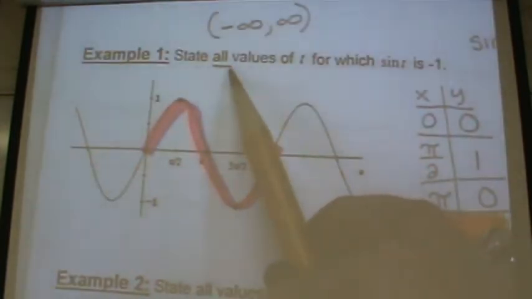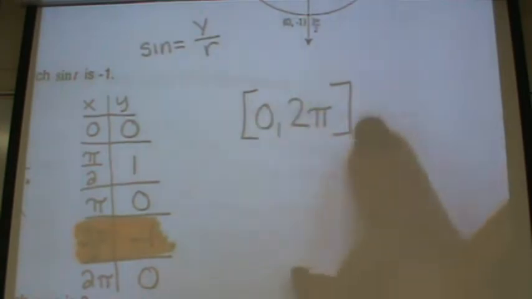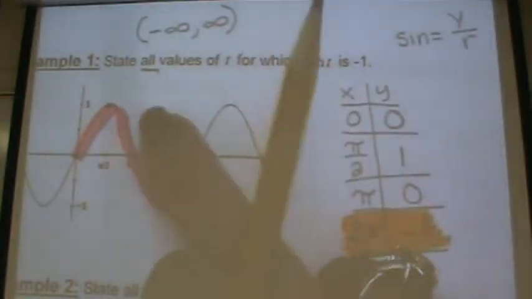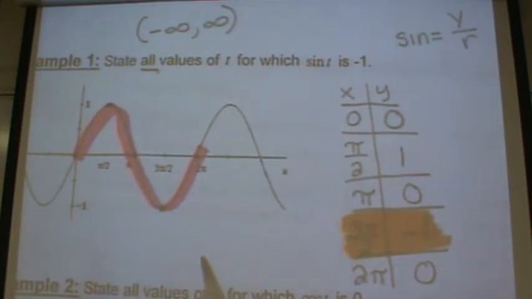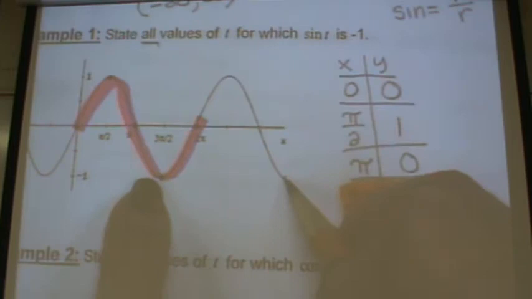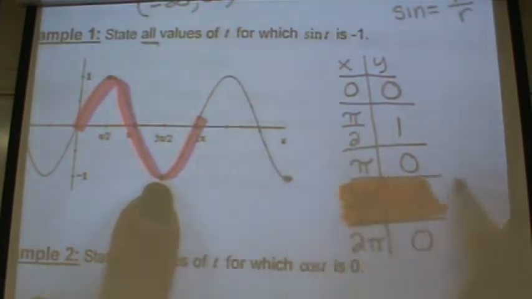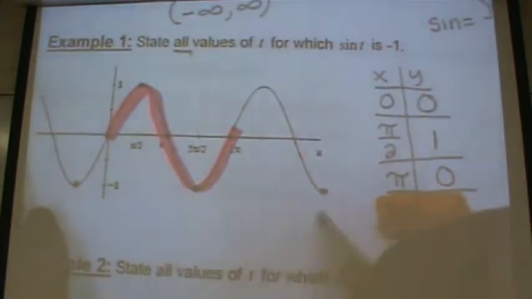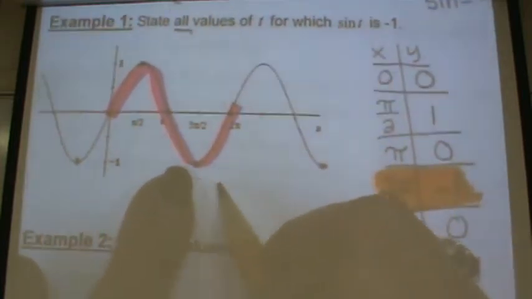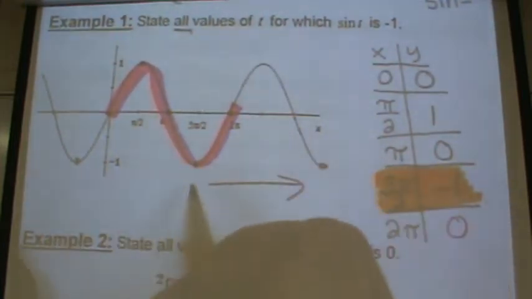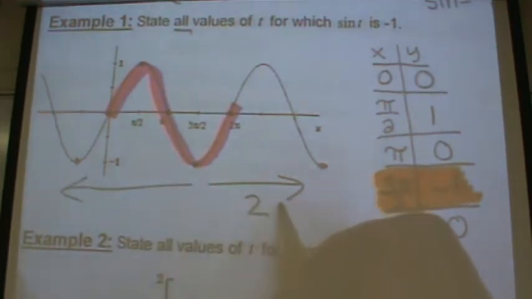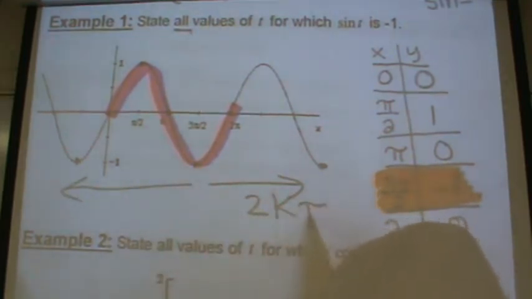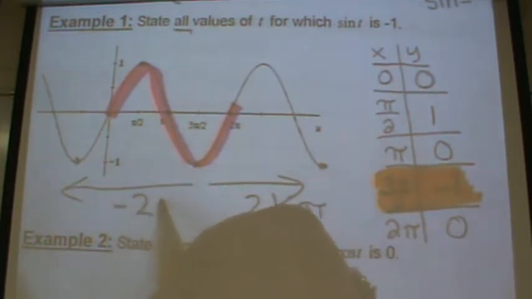But when they don't give you a defined interval, and it just says state all, they mean all from negative infinity to infinity. So what you need to understand is that the period is 2 pi, 0 to 2 pi, and it repeats. It's going to repeat here at negative 1, and again, and again, and back over here. You're going to add 2k pi this way, and you're going to subtract 2k pi this way.